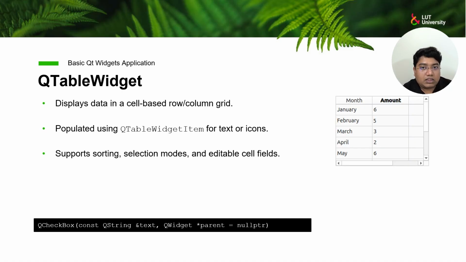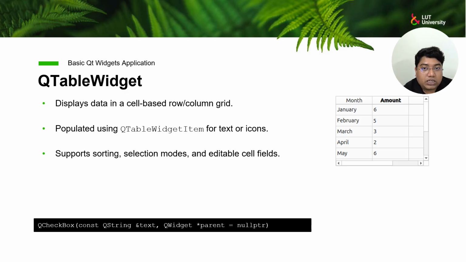Now, sometimes a simple label or a text box isn't enough. Many applications need to display structured information using rows and columns. That's exactly what QTableWidget is designed for. You can think of it as a spreadsheet built directly into your application. Each cell here can contain text, icons, or even custom widgets.